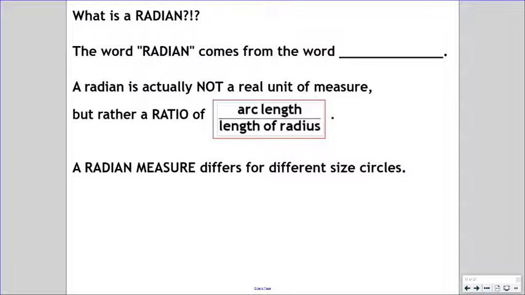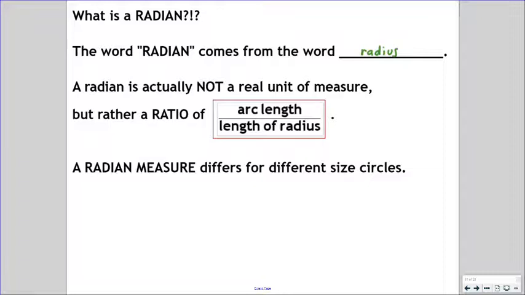The word radian comes from the word radius, if we think about what we know about that word from geometry. A radian is not actually a real unit of measure, but a ratio of the arc length of a circle over the length of the radius of that circle. So it changes depending on the size of the circle, and that's why we use what we call the unit circle, a circle with a radius of 1, because radians change depending on the sizes of your circle.